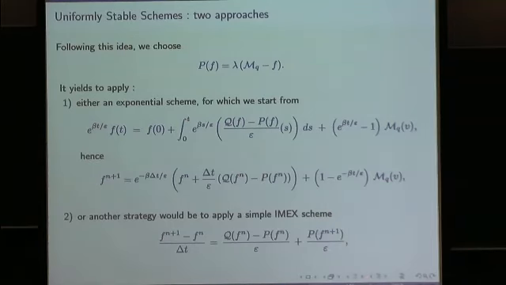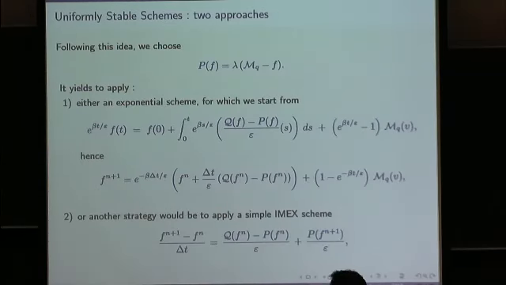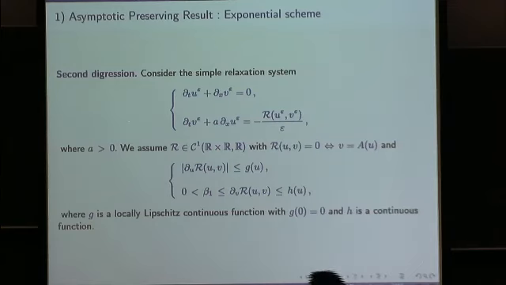Just a remark that for the first scheme, which is given here, we can analyze this scheme and prove uniform stability, and also that the numerical solution converges to the steady state exponentially fast. Not for the quantum Boltzmann equation, but for a baby problem, which is the relaxation problem with the nonlinear relaxation operator.